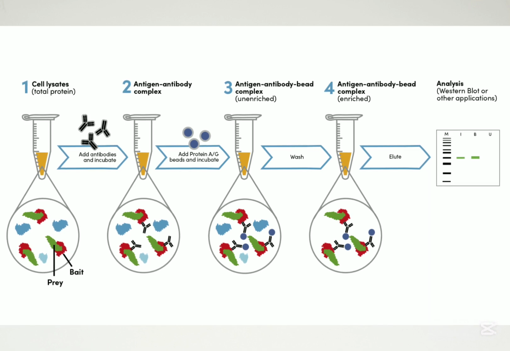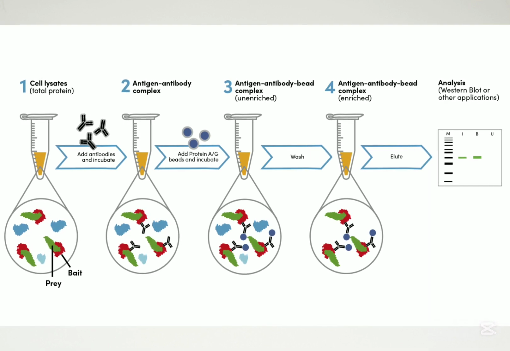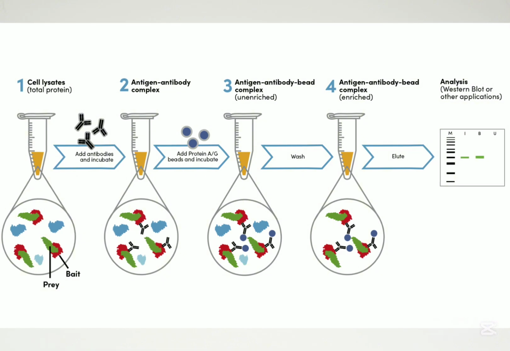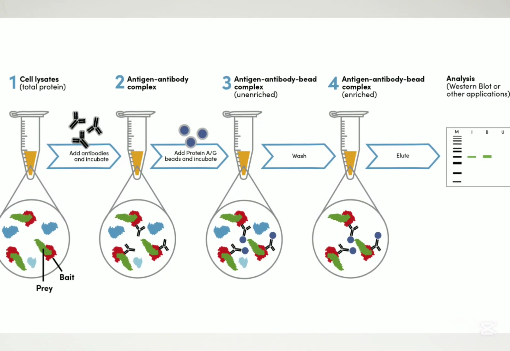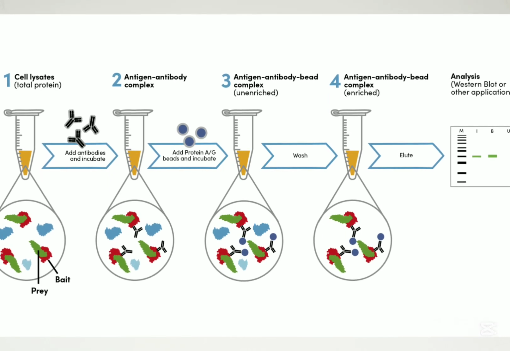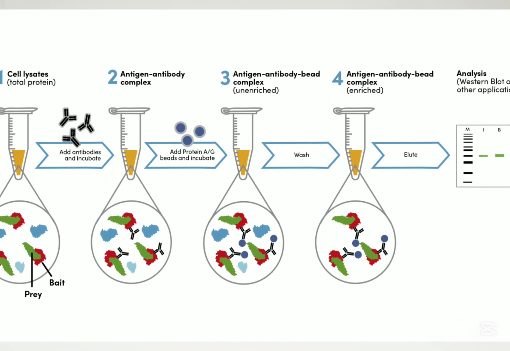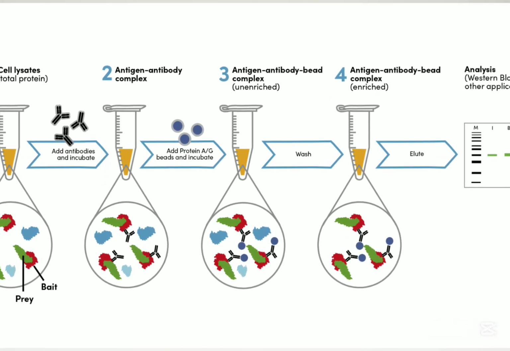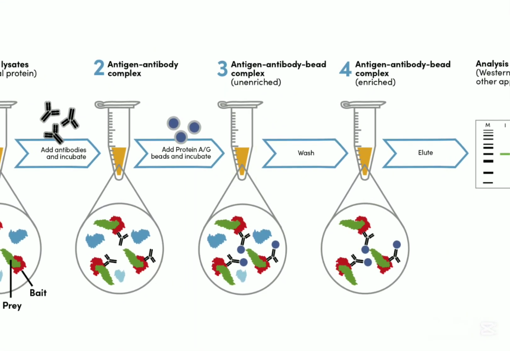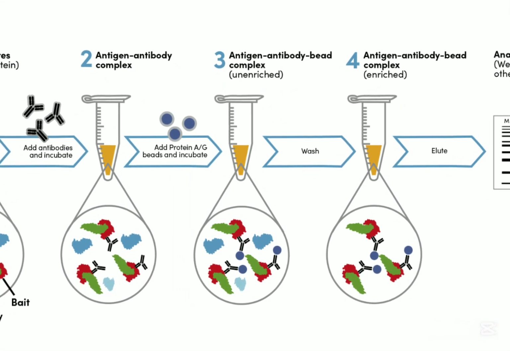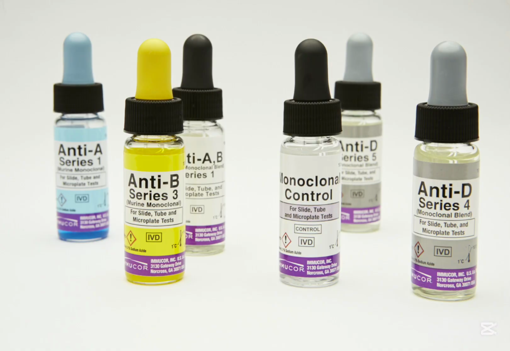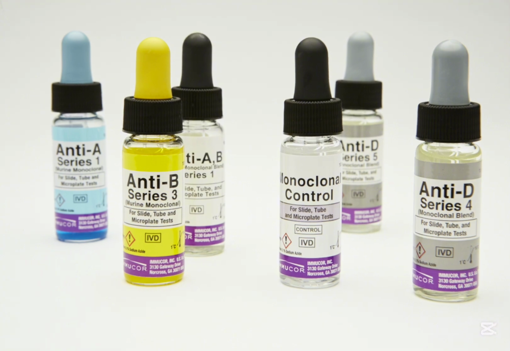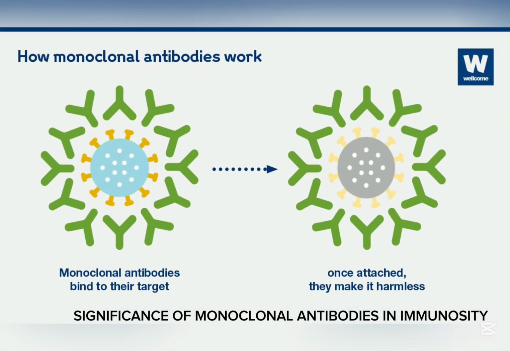Then flow cytometry. Antisera are used in flow cytometry to analyze the characteristics of cells in a fluid stream. Antibodies conjugated to fluorescent dyes are used to detect specific antigens on the surface of cells, enabling their identification and quantification. For example, flow cytometry is used in immunophenotyping of blood cells, such as in leukemia or lymphoma diagnosis.